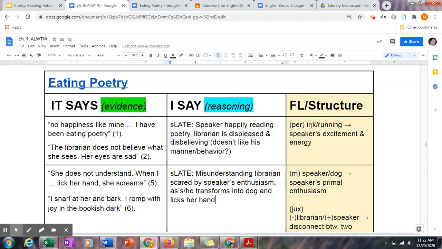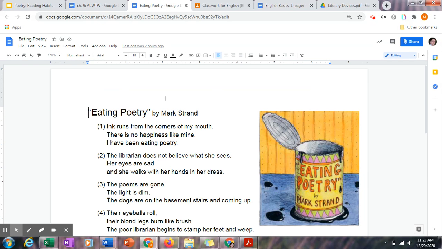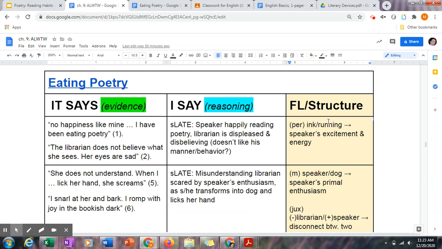So first things first, as you write a figurative note in this last column, write what the figurative language is. What technique is it? Here I see personification. I'll write PER for short. That's based off the first line in the poem, where it says, "Ink runs from the corners of my mouth." Personification means giving human qualities to non-human things. Ink running. I know ink can't run. That's personification.